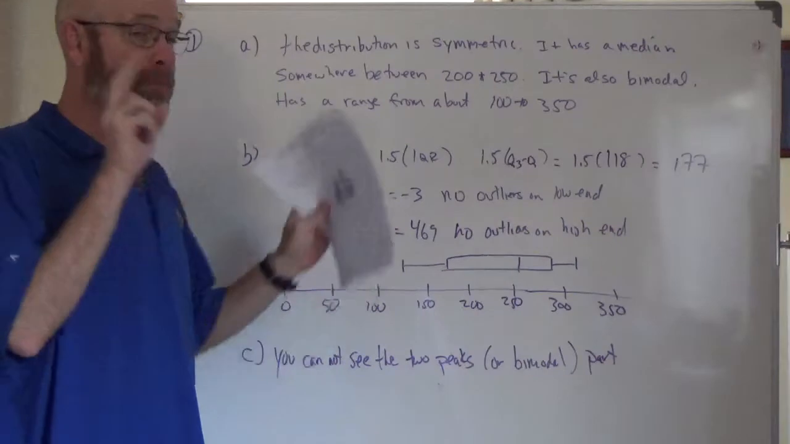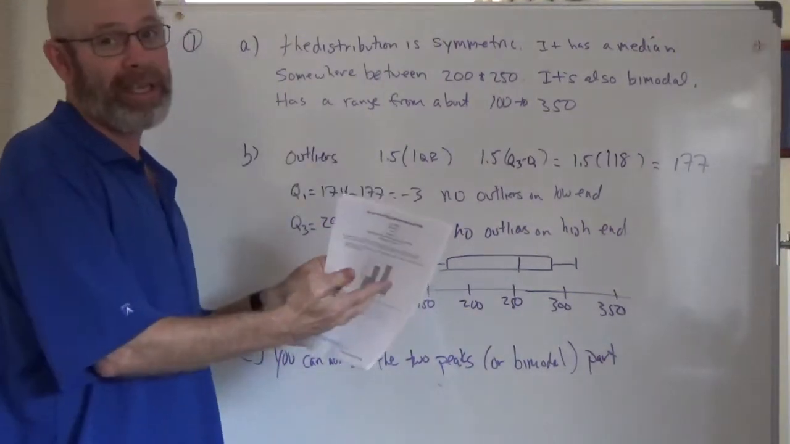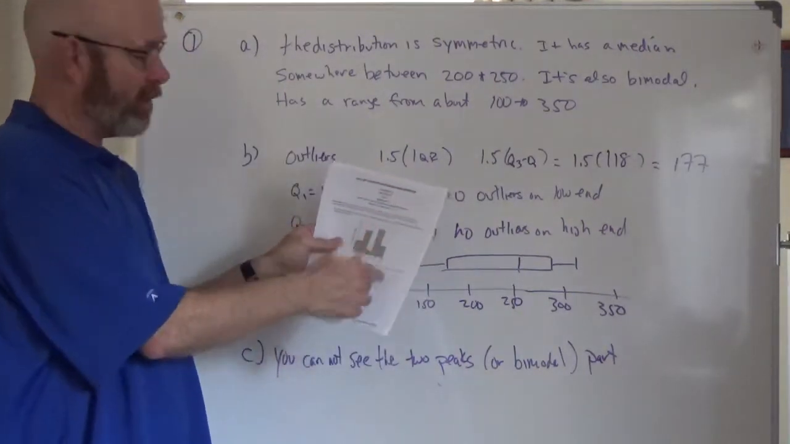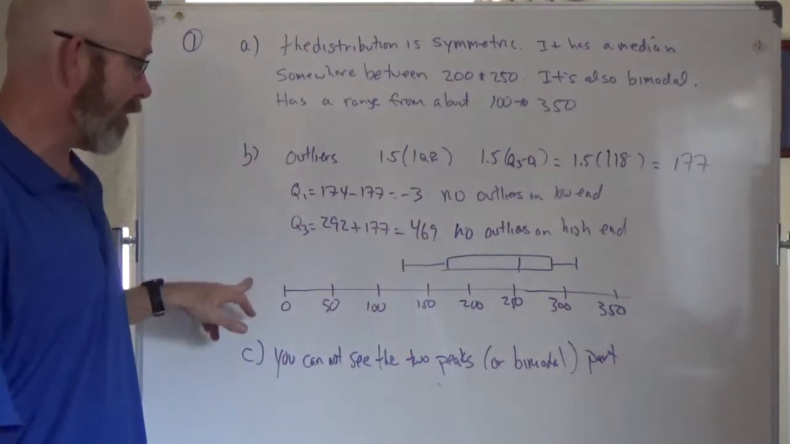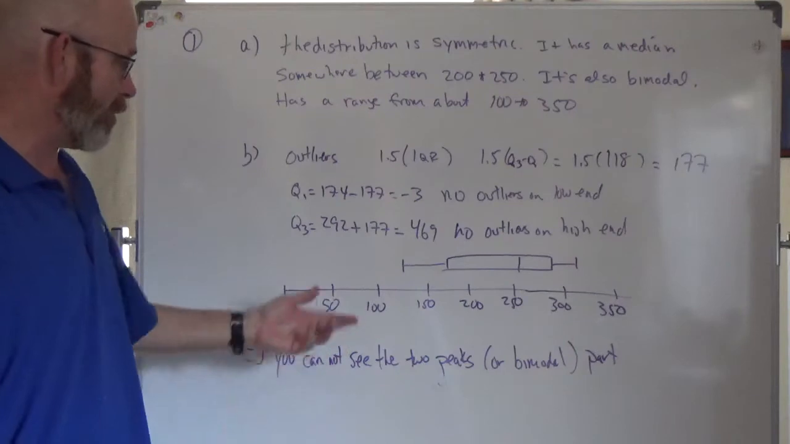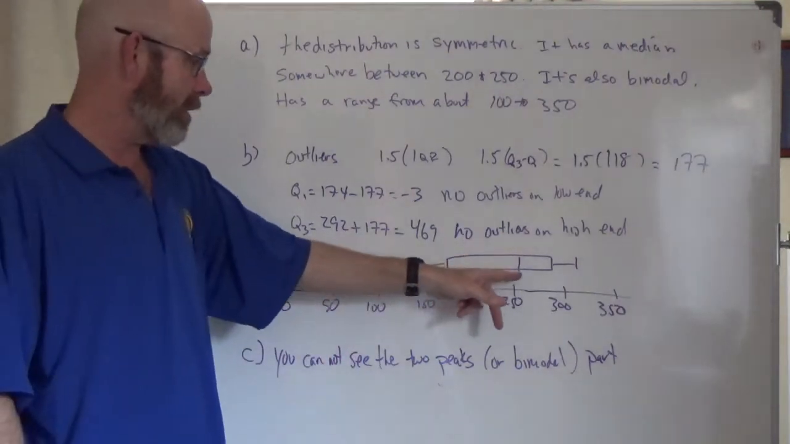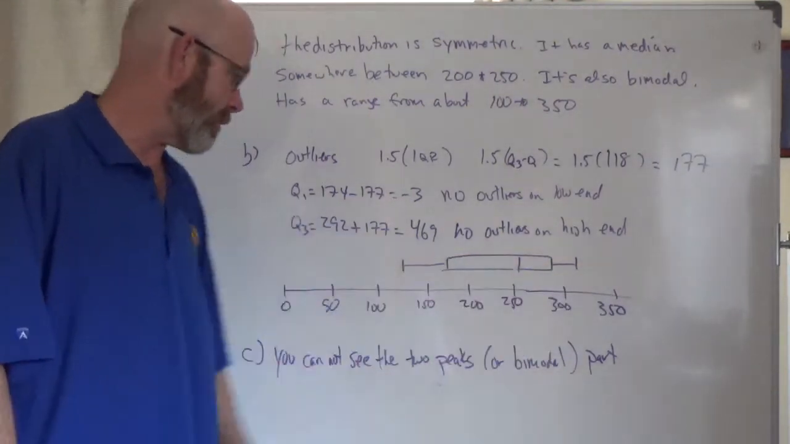And notice I use the term possible outliers because we don't know what's in that bar. So even if that cutoff was, like at 330, we wouldn't really know for sure. And they asked me to draw the box and whisker plot. Pretty straightforward, just using the minimum, first quartile, second quartile, third quartile, maximum.